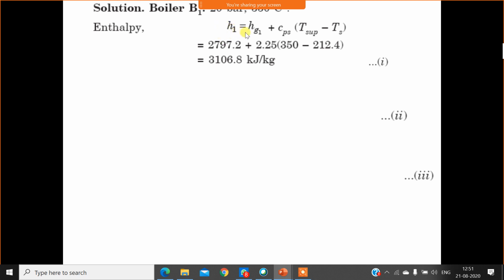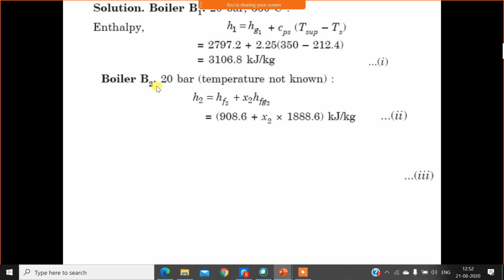Enthalpy of superheated steam is equal to Hg plus Cp times (T sup minus T sat). The superheated temperature is 350. The saturation temperature we saw in the steam table is 212.4, and the value of Hg at 20 bar is 2797.2 kilojoule per kg. Therefore, enthalpy is 3106.8. We can take this value directly from the steam table also, but whenever the value of specific heat is given, go for this formula, because as the specific heat changes, enthalpy also changes.